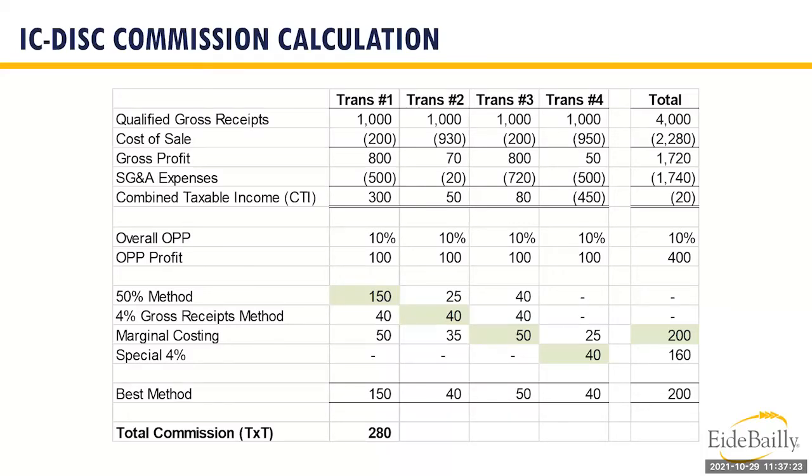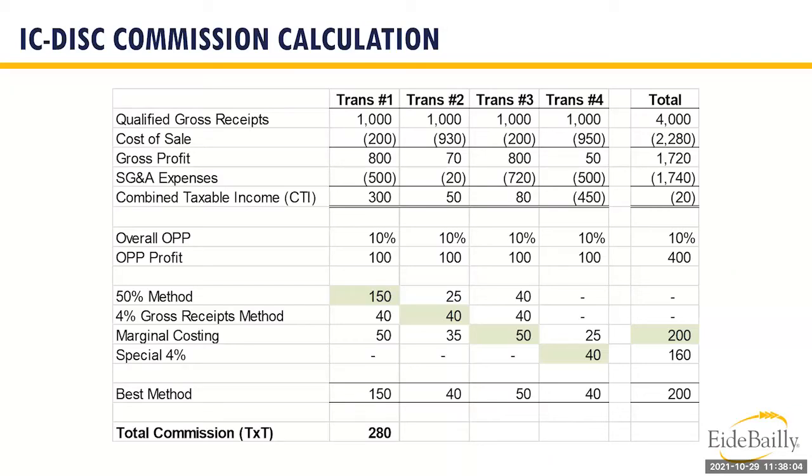Under the 4% method, our commission would be $40, which is just our $1,000 gross receipts multiplied by 4%. Under the marginal costing method, our commission would be $50. So for marginal costing, we take the lesser of our gross profit, which is $800, or our OPP profit, which is $100. Since the $100 is the lesser of the 2 amounts, we multiply that by 50%, and that gives us the $50 commission. So our best method in transaction 1 is the 50% method, and we would take a commission of $150 on that transaction.